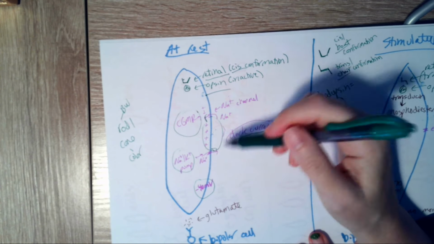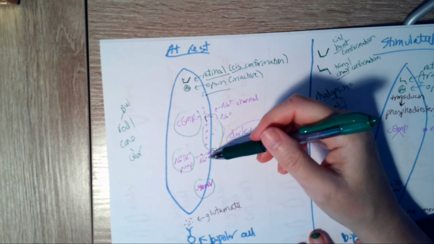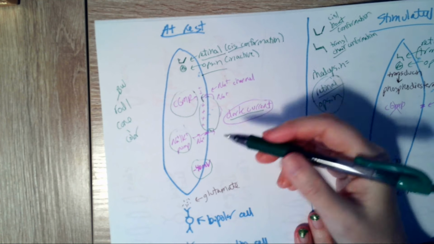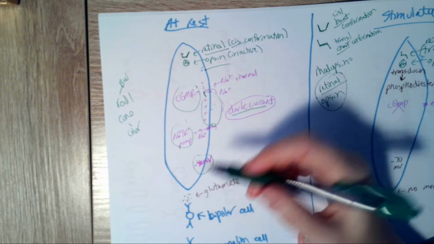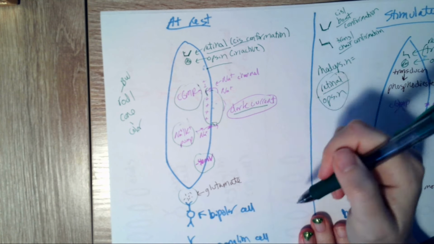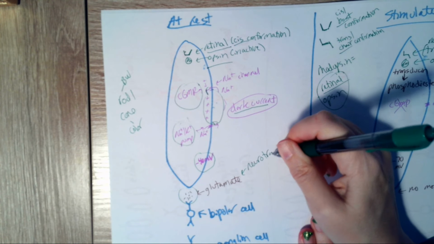Now, this dark current is enough to trigger an action potential in the photoreceptor, because it's negative 40 millivolts. That's above threshold for this photoreceptor, so it's having an action potential, and because it's having an action potential, it releases the neurotransmitter, which is called glutamate.